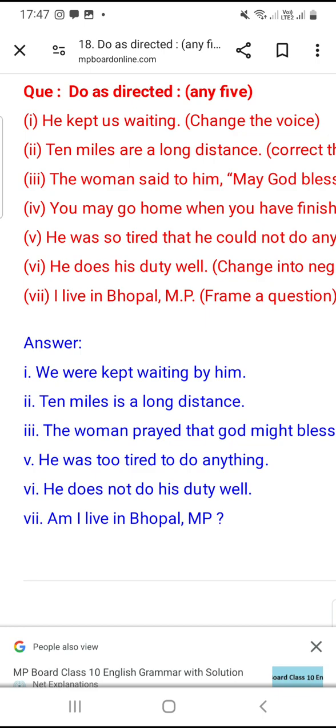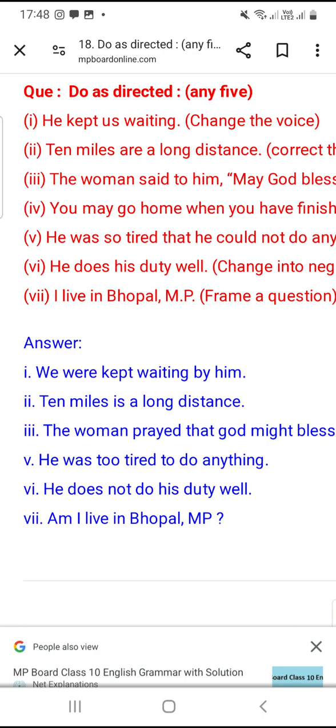Now come here: I live in Bhopal, MP. Here the helping verb is actually hidden. Why? Because "am" is used exclusively with I in the present tense. I live, and live is present tense, so you have to pick the present tense helping verb which suits I. That is "am" only. When you put the helping verb in front, it becomes a question.